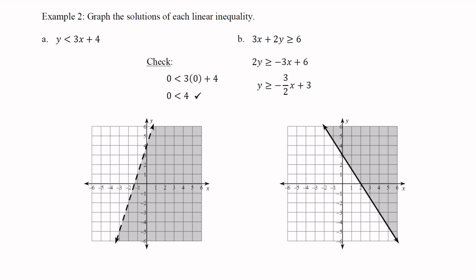Now that we have the graph, let's take a look and see if (0, 0) is not a solution because it lies outside the solution set. Let's see if we get a false statement. So plug in 0, and we get 0 is greater than or equal to 6, which is false. So therefore, we are good to go.